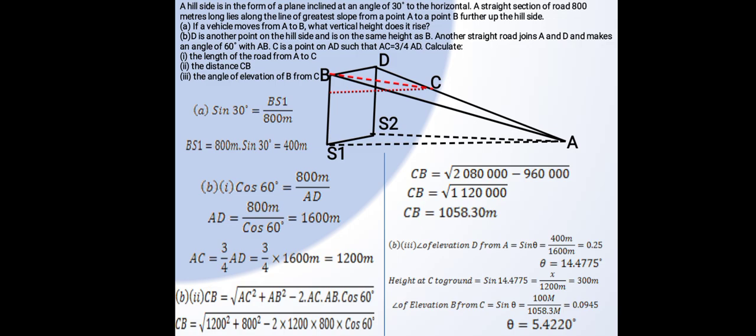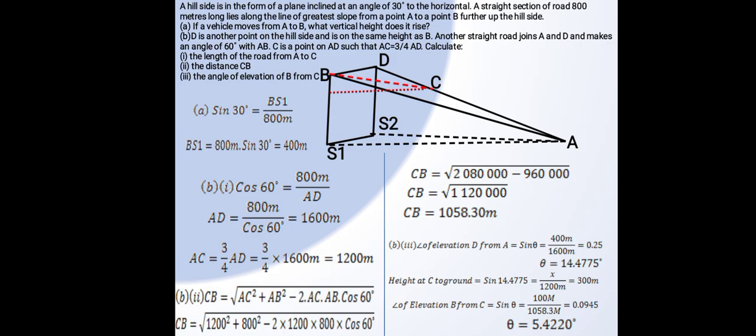Now, part 3, you have been asked the angle of elevation from B from C. Now we know the distance B to S1 is 800 meters. Now at C, the distance from C to the ground, what is it? That's the first thing you have to calculate. And to be able to do that, we have to know the angle of elevation of D from point A.